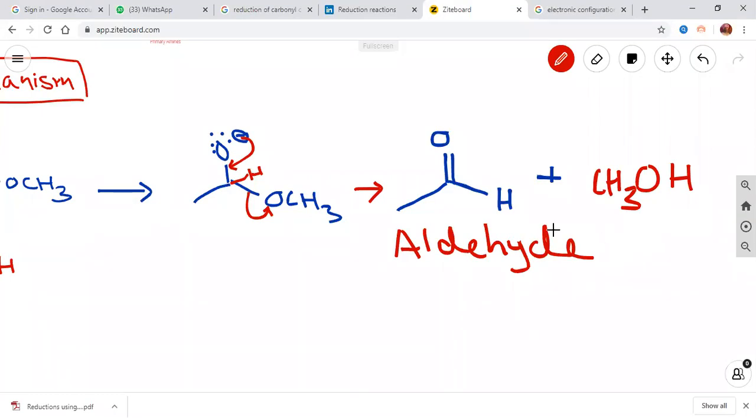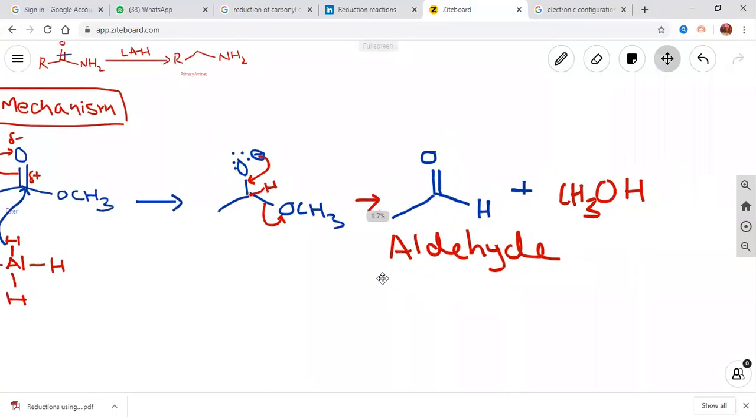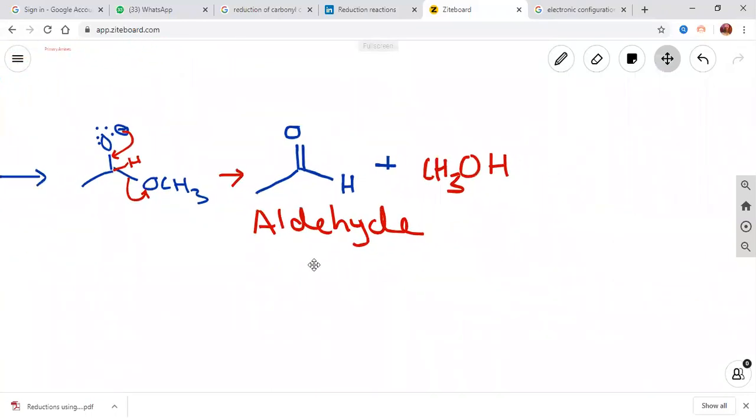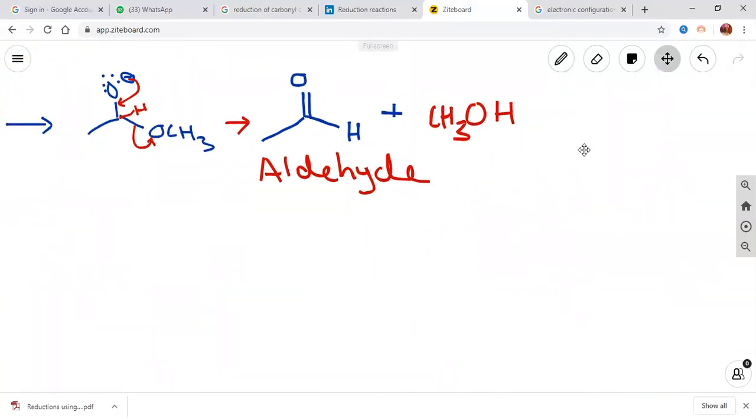Again, this will undergo nucleophilic attack by the lithium aluminum hydride ion. Right here again, in the same step, I'll write here.